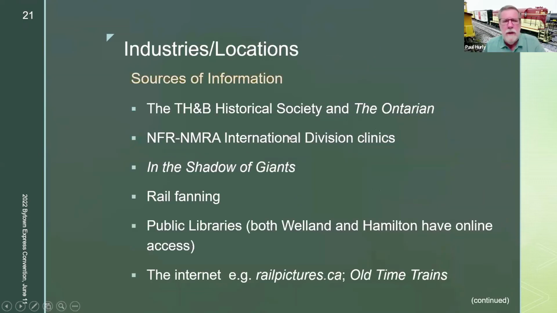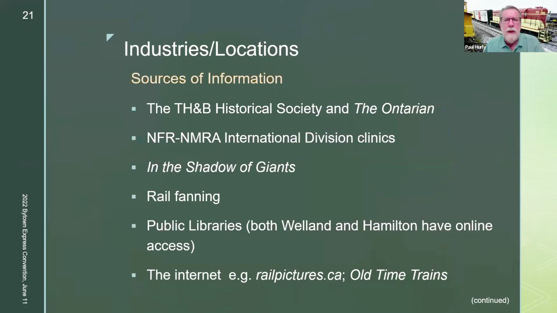So again, need to do research to understand what might have been, because in a lot of cases, depending on the decade that you're modeling, businesses don't still exist. And in some cases, the buildings themselves are completely gone.